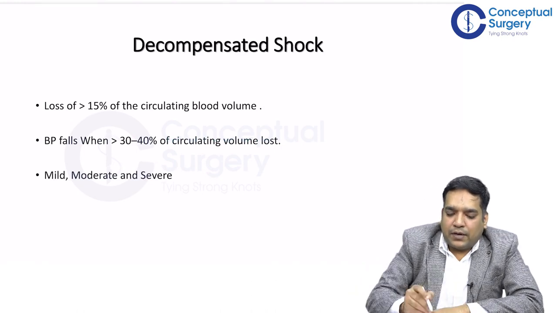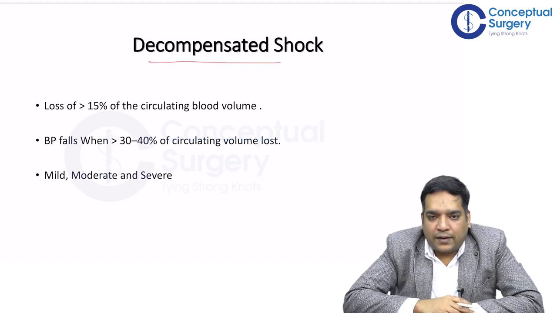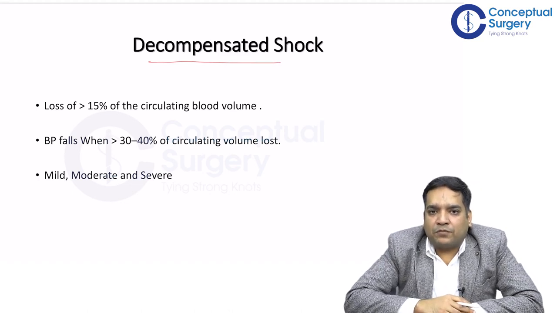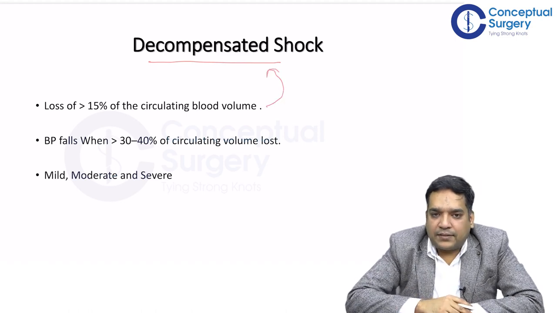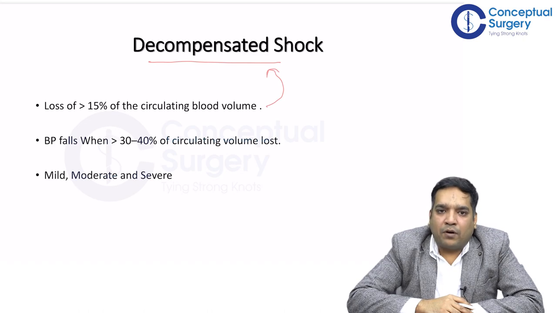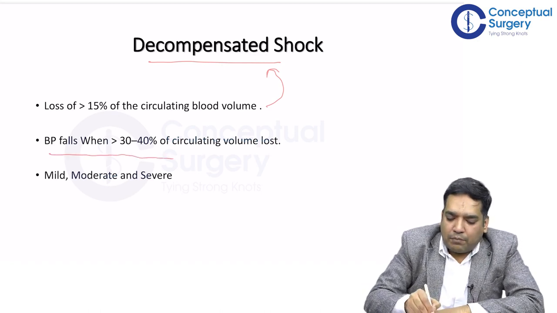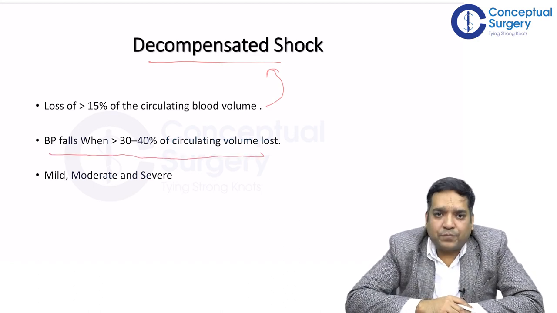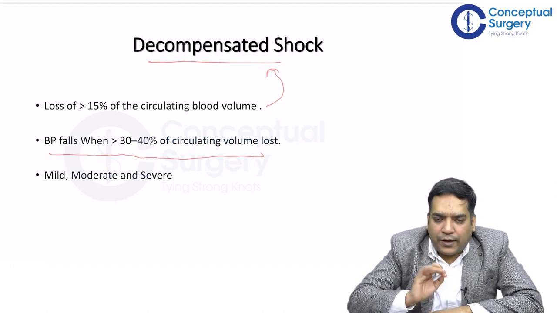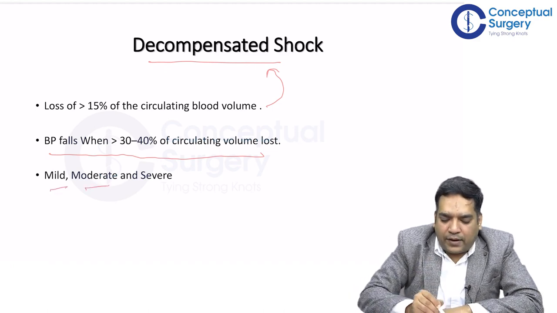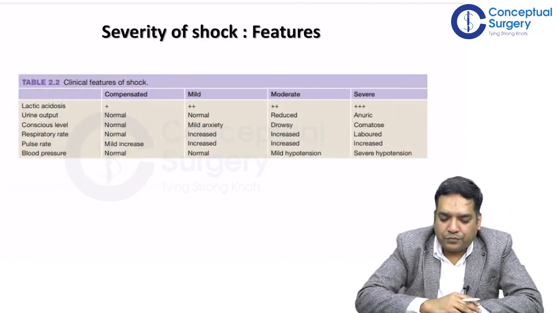So we have discussed compensated shock. I am going to discuss decompensatory shock. It is seen that when there is a loss of greater than 15% of the blood volume, there will be decompensatory shock. And it is seen that BP only falls when more than 30 to 40% of circulating volume has been lost. This is very important. BP doesn't fall in the initial stage of shock. It only falls when more than 30 to 40% of circulating volume has been lost. So decompensatory shock can be divided into mild, moderate and severe shock, right?